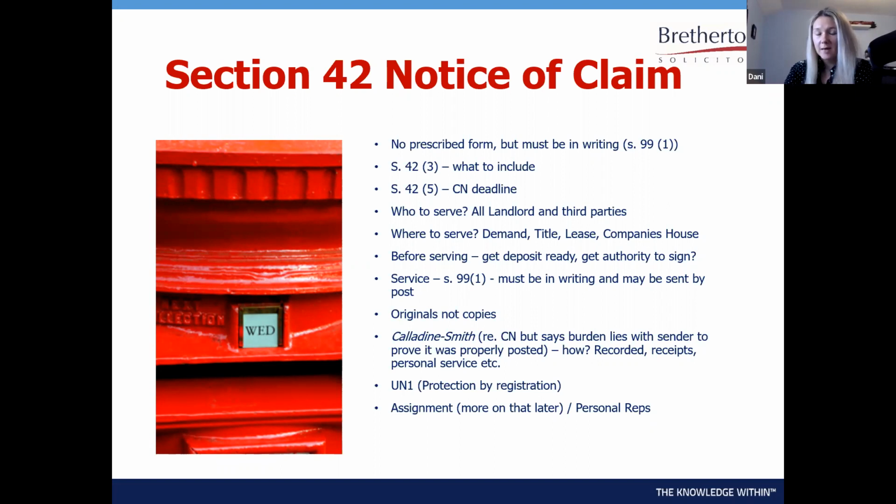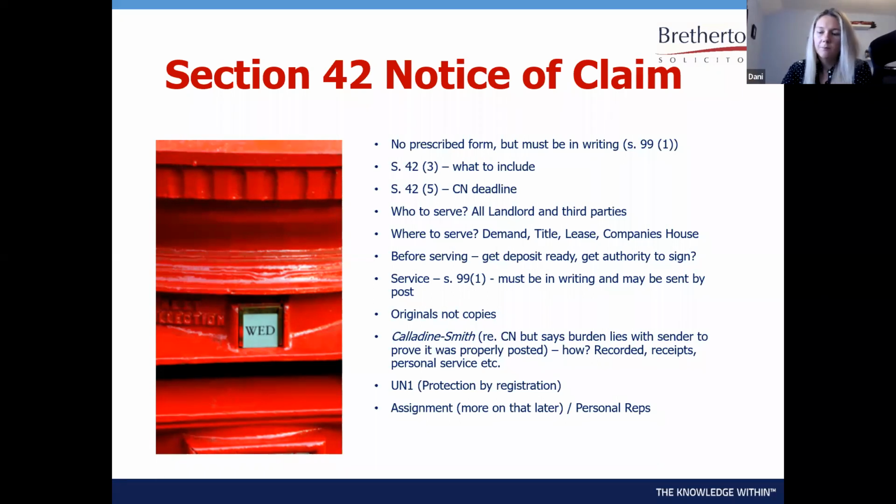And importantly, you need to put the counter notice deadline date in. So under section 42.5, you need to put a date that's not less than 2 months from service of the section 42 notice. That means if I were to serve the notice today, being the 25th of March, and put exactly 2 months down, being the 25th of May, and I'm serving this notice today by post, it hasn't been served today. So putting a date of the 25th of May will invalidate my notice because I haven't given 2 full months or more.